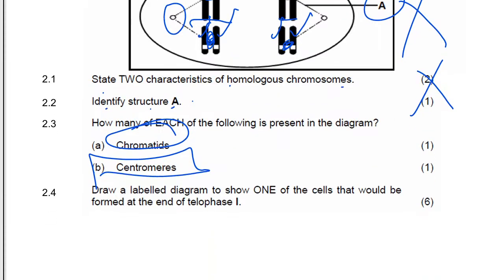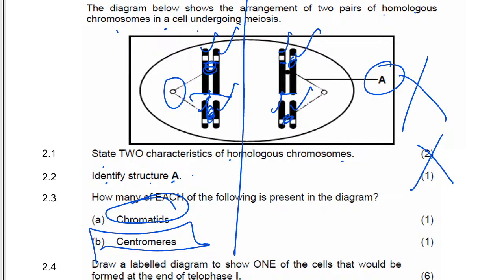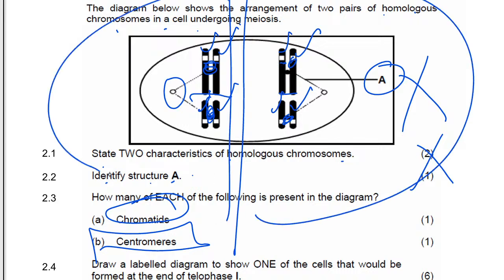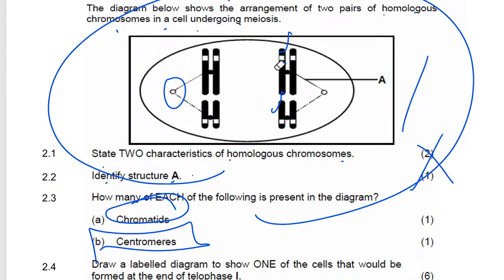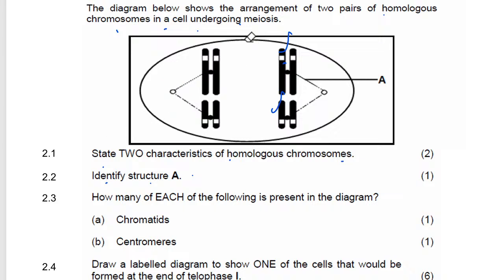So draw the diagram to show one of the cells that would be formed at the end of telophase 1. One of the cells. They're saying at the end of telophase 1. So I expect this becomes a cell, and this also becomes a cell. They are both cells, but they are saying at the end of telophase 1.